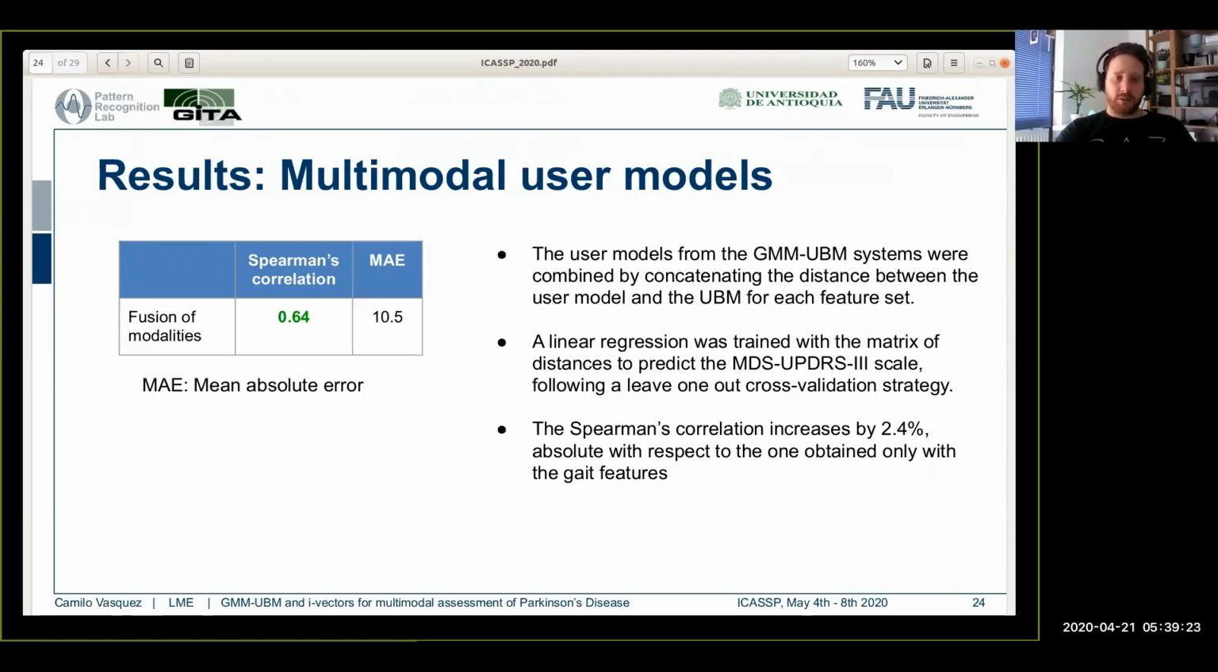A linear regression was trained with the metrics of distances to predict the MDS-UPDRS-3 scale. The model was trained following a leave-one-subject-out cross-validation. We observed that the Spearman correlation increases by 2.4% absolute with respect to the one obtained only with the gait features.